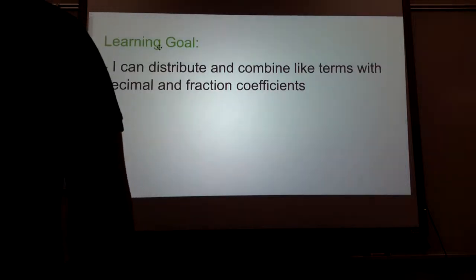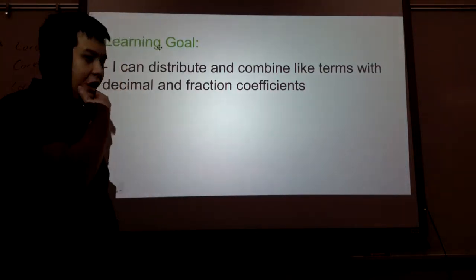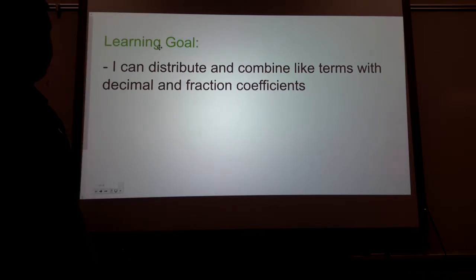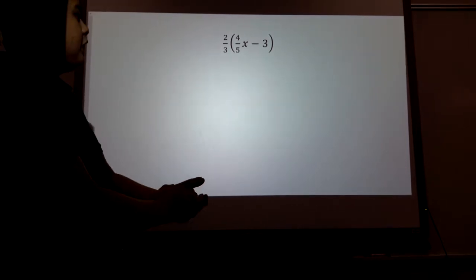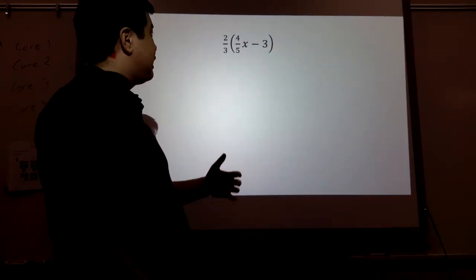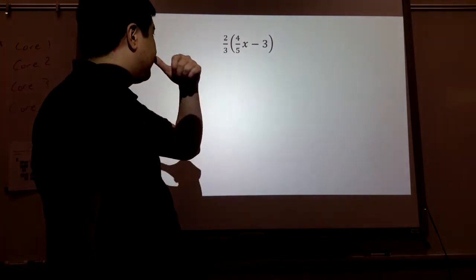To another lesson. Our learning goal, as written at the top of your guide notes, is I can distribute and combine like terms with decimal and fraction coefficients. So let's get started. Our first question that we're going to tackle is simplifying this expression: 2/3 times the parentheses 4/5 x minus 3.